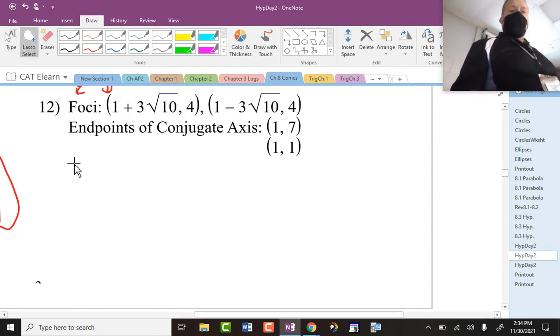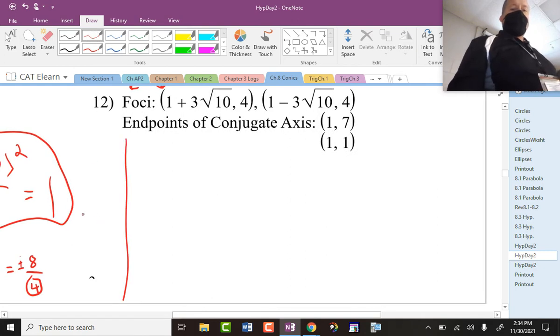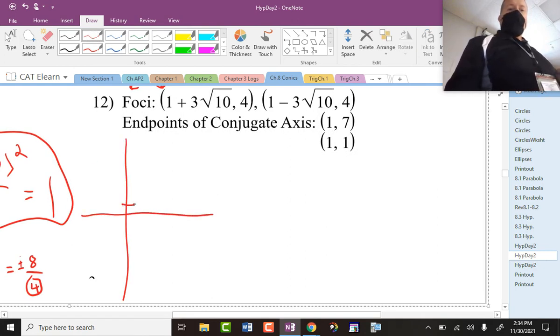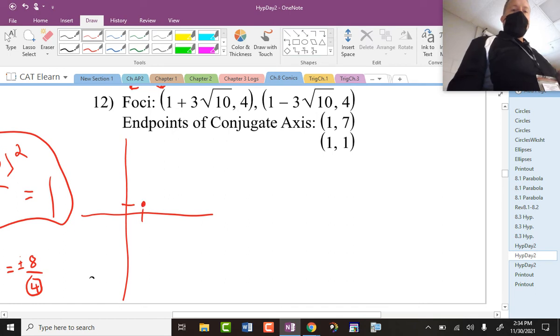Okay, so silly fool if you don't graph. Whoops, grab a pen. Silly fool if you don't grab a pen to graph. 1, 1, 2, 3, 4, 5, 6, 7.